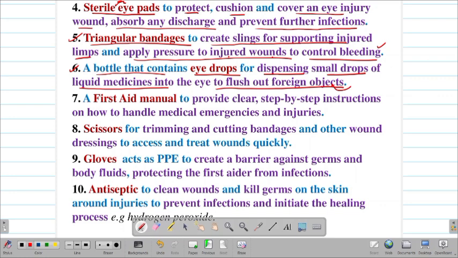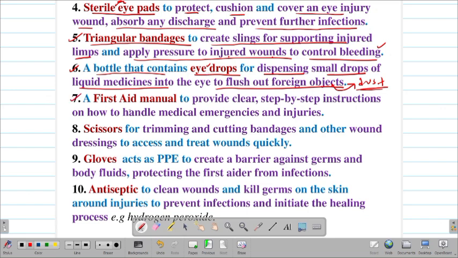Remember, when we talk of foreign objects within the eye, that could include some dust particles. Those are what we are calling the foreign objects, and any other object that will impede the proper functioning of the eye. So we need an eye drop to dispense small drops of liquid medicine into our eye to flush out any foreign objects such as the dust.